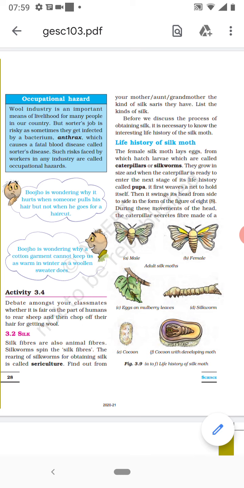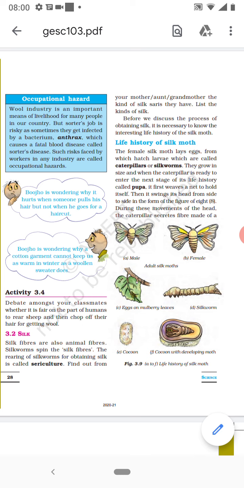The female silk moth lays eggs. Who lays eggs? The female silk moth lays eggs, from which larvae are released, which are called caterpillars or silkworms. The larvae which hatch from the eggs, what are they called? They are called caterpillars or silkworms.